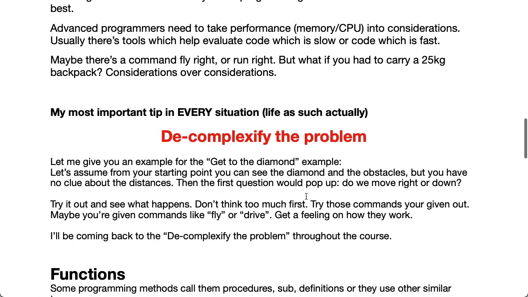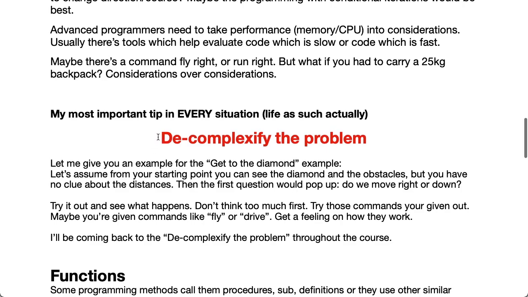The most important tip I have for you: decomplexify the problem. Try to reduce the complexity of the problem at hand. If you don't know how to move right or down, try to first just do that. One move to the right, one move down. If you then would like to use iterations, check out iterations first. Do something 5 times, see how it works. Then you can apply that to move down 5 times or move right 5 times.